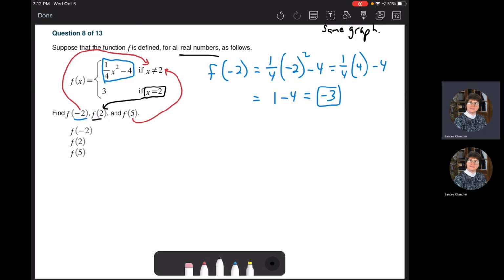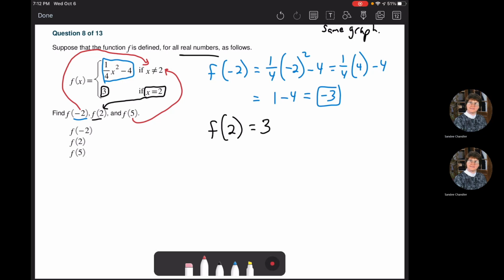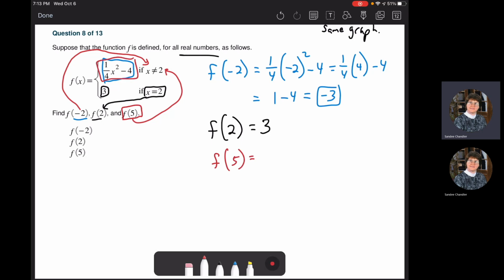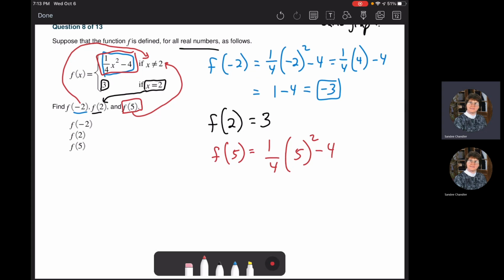When x is 2, f of 2, we're going to use this one. The answer is simply 3. And when x is 5, 5 goes into this one because 5 is not 2. We have 1/4 times 5 squared minus 4.